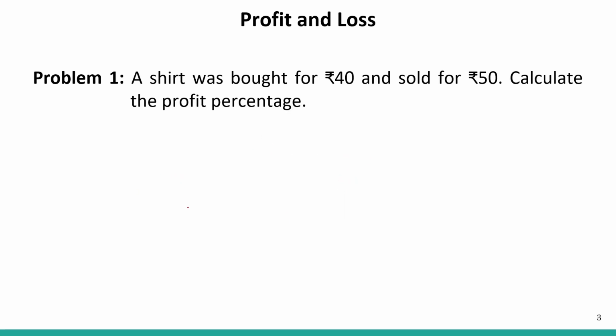So let's start with problem number 1. A shirt was bought for 40 rupees. This is the cost price, the amount at which the shopkeeper buys things. It was sold for 50 rupees, so this is the selling price, because this was the price given to the shopkeeper after selling it. Calculate the profit percentage.